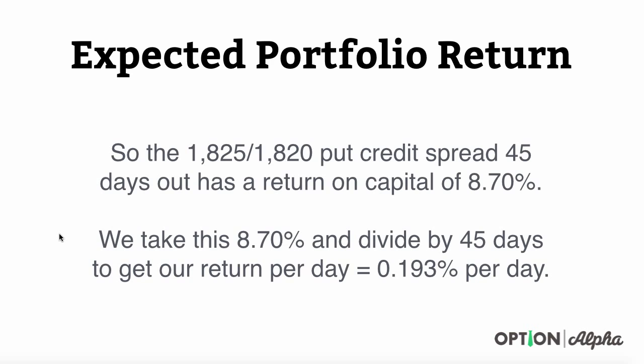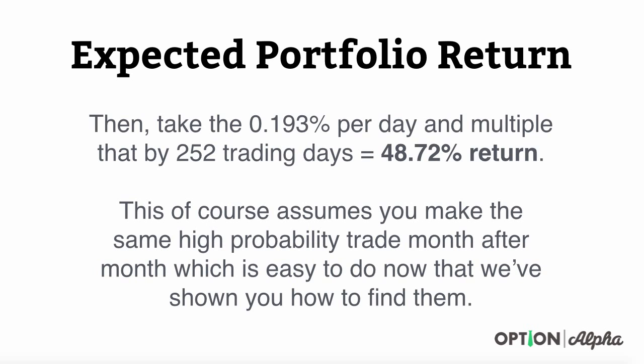Okay, and again, 0.193% per day. So that's how much money, if we make this trade about 45 days out every single time, we're going to make about 0.193% return on our investment every single day as we go out. So we know that we're going to make that. So we take that 0.193 per day and multiply that by 252 trading days per year. So again, this isn't the whole year. We're actually multiplying it by 252 trading days.